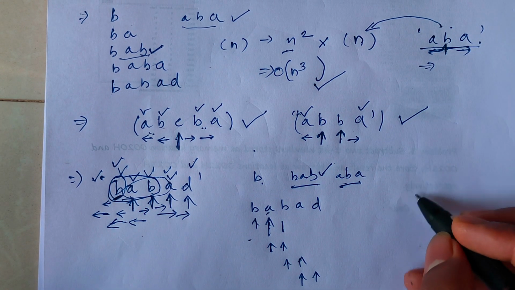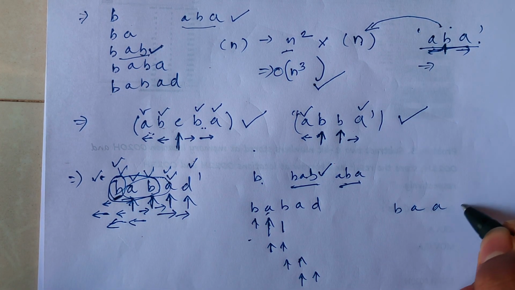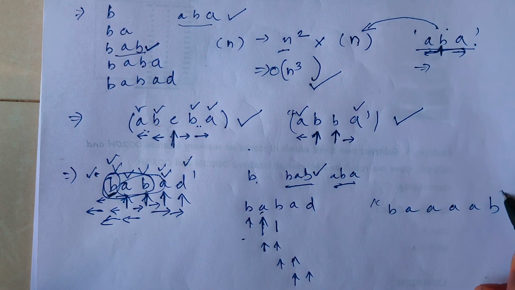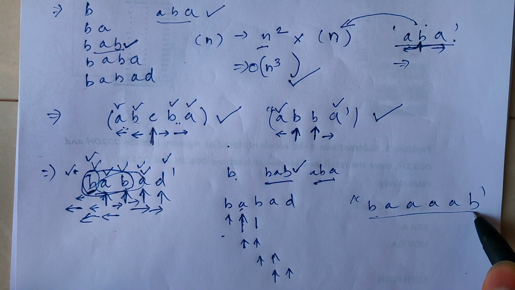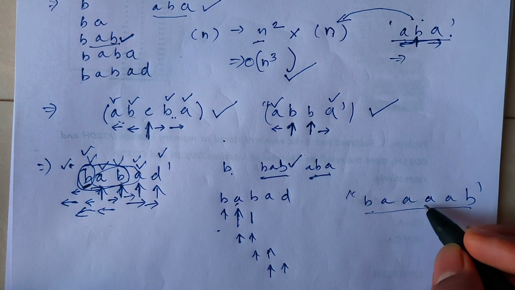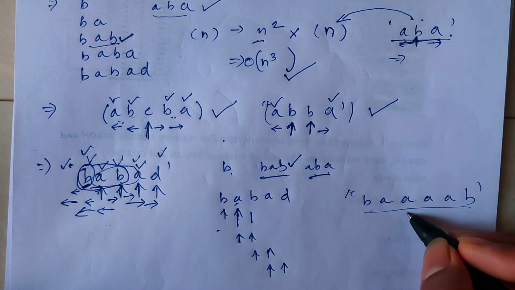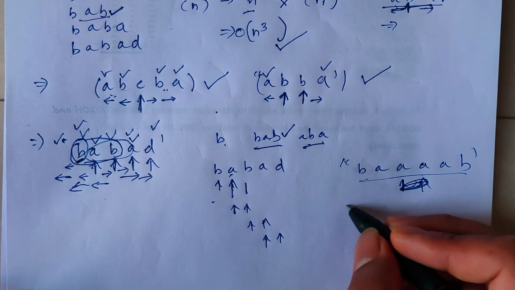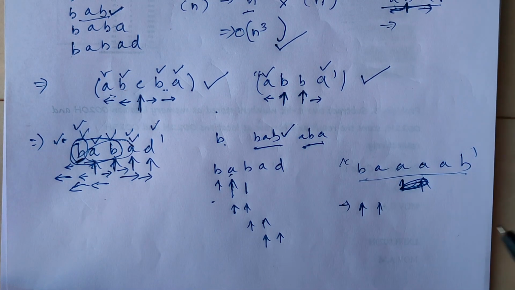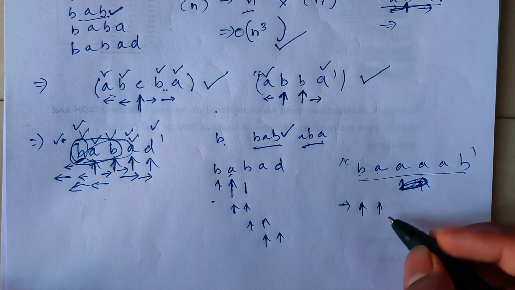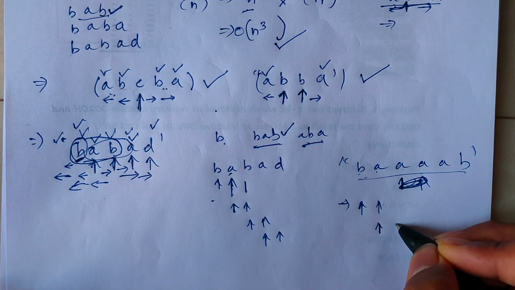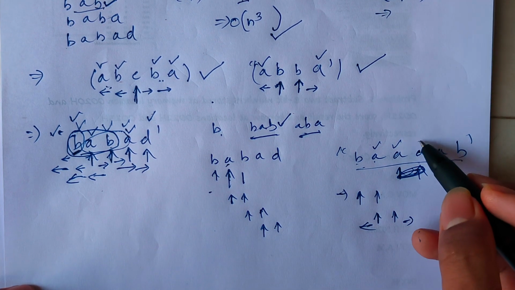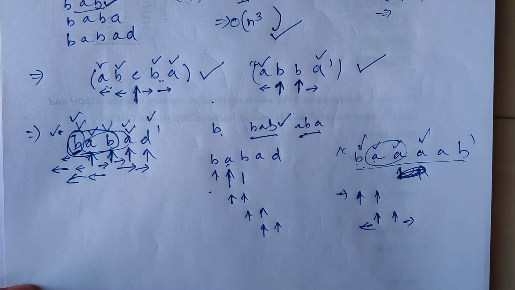We could have a substring like B, A, A, B. It is a substring of even length, and it is a palindrome. In this case, we could check it with two pointers, starting from the beginning. First pointer here, B and A are not equal, so it is not a palindrome. Let's have the first pointer here, second pointer here. A and A are equal, so let's go right and left. A, B are not equal, so this is a palindrome.